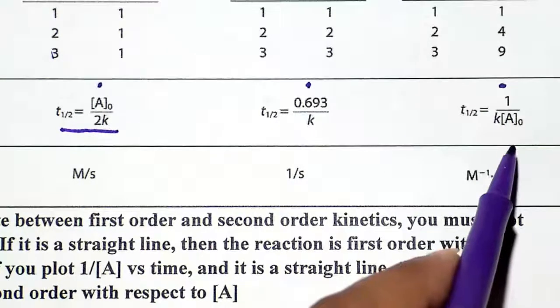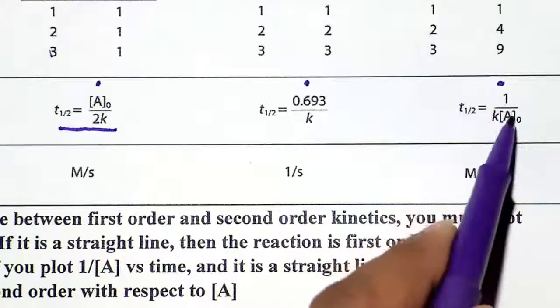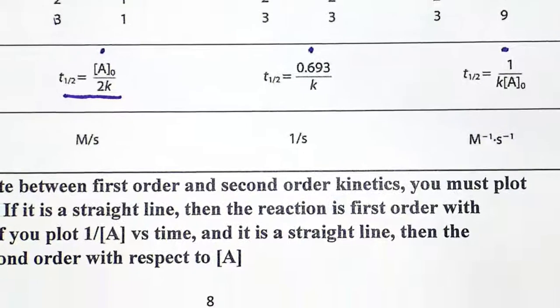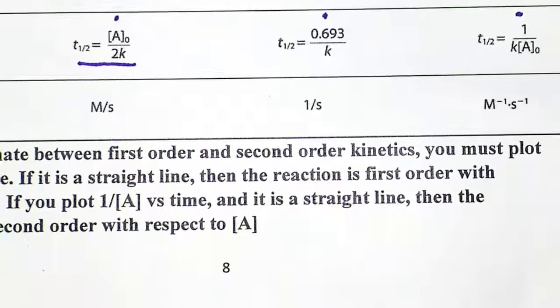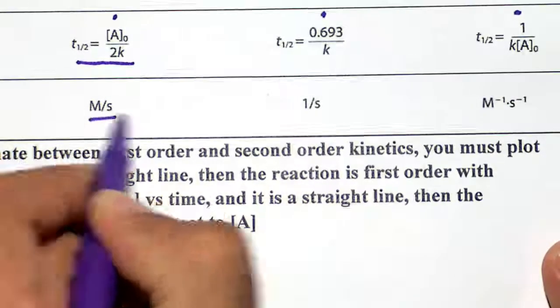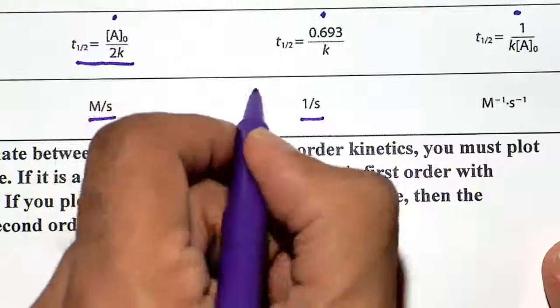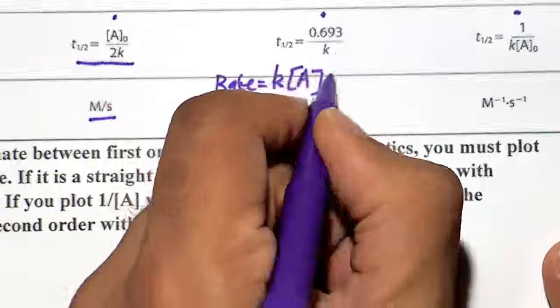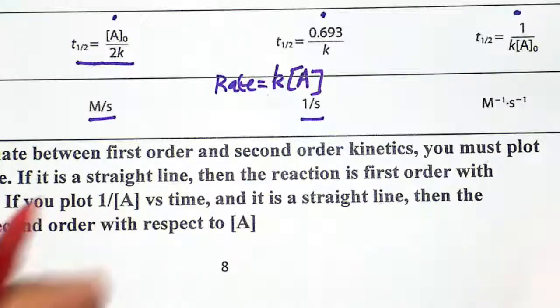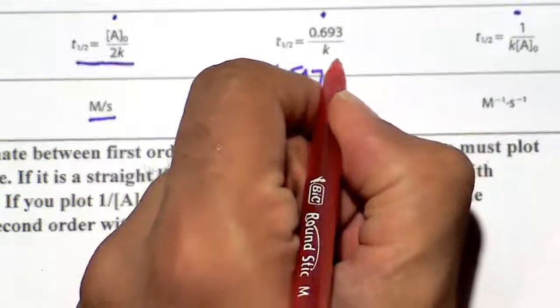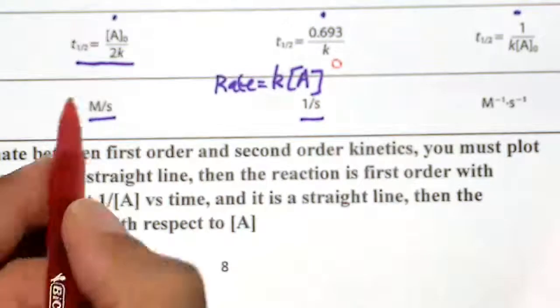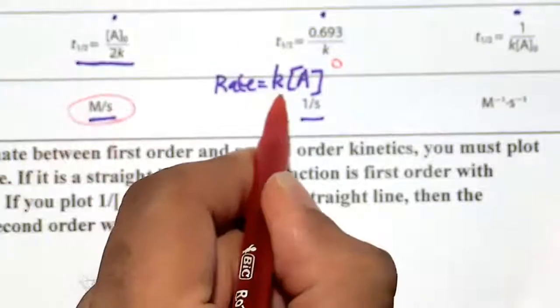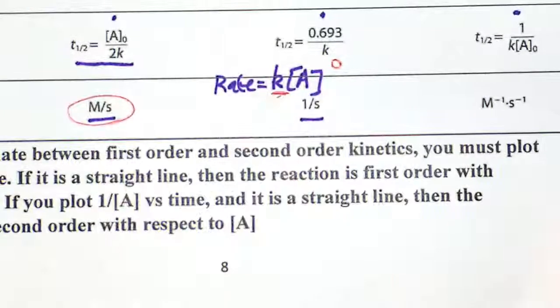The half-life for a second-order reaction is based on the reciprocal. Another very important point here that you must realize is the units. The units of K are going to differ. So rate equals K times the initial concentration of A raised to its order, whether it's 0, 1, or 2. If it's 0, then the units of K are going to be molar per second.